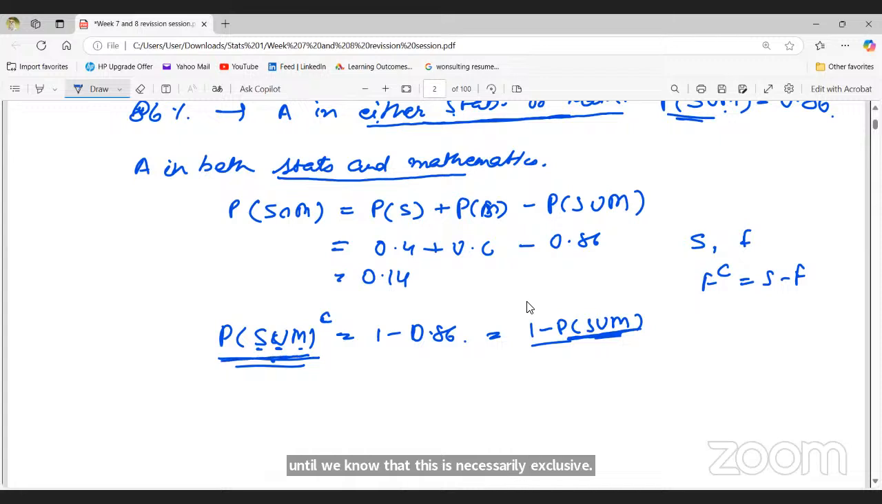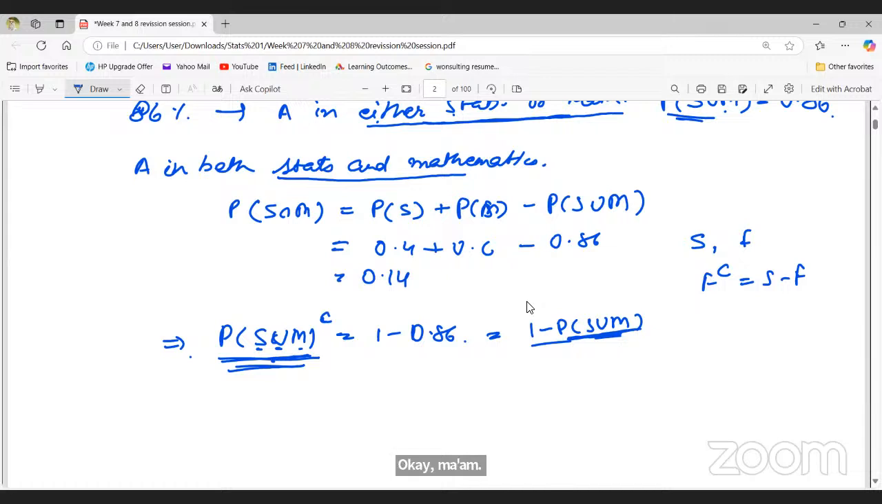This is the question. One student asked me to calculate the probability that they didn't get grade A in either stats or maths. That's why we have calculated this thing.